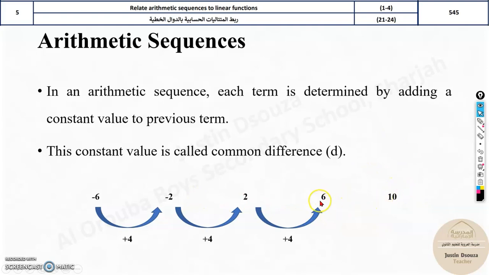It can't be 12 over here. Since 4 is being added, 4 must be added all the time. 6 plus 4 is 10. And now that 4, which is being added regularly at a repeated interval, is called the common difference. It is found by the second term minus the first term, and these sequences are called arithmetic sequences.